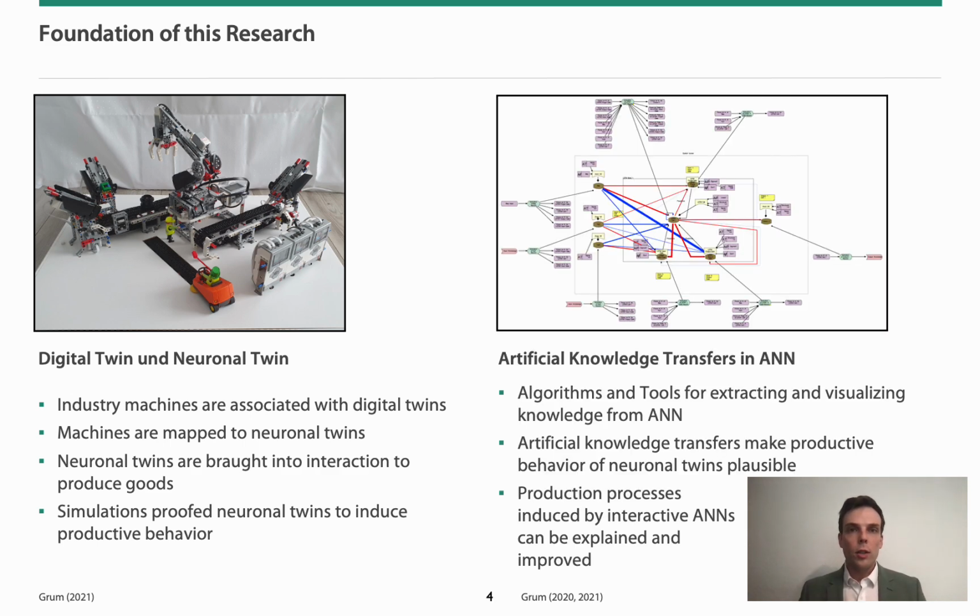Further state-of-the-art shows new concepts and tools to detect artificial knowledge of AI-based systems. In the figure you can see knowledge objects visualized by algorithms which have been extracted from artificial neural networks, these ANNs. These have made the productive behavior of neural twins plausible. Further, production processes induced by interactive ANNs can be explained and improved by them.